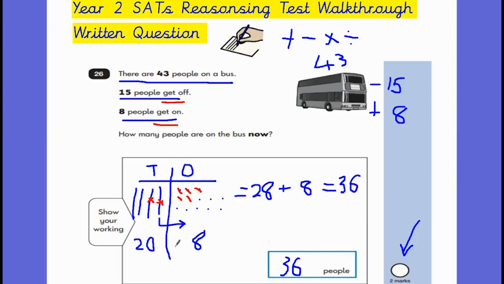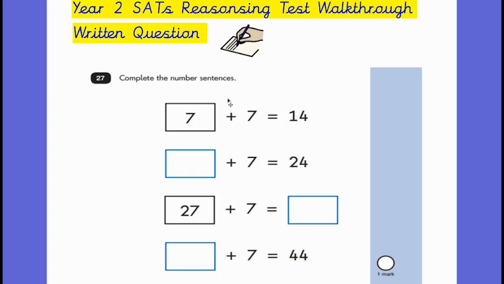Now, if they get to this stage and they forget to do the second part, they can still get 1 mark, but to get both marks, they'll have to do both parts of the question. Okay, moving on. Question 27, complete the number sentences.